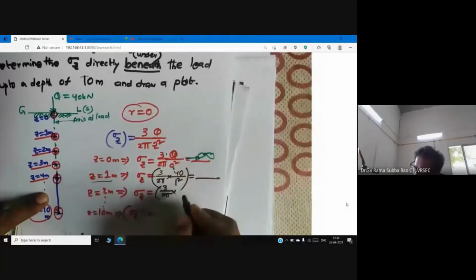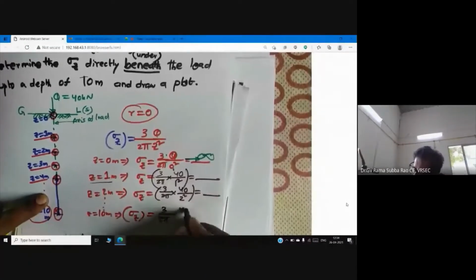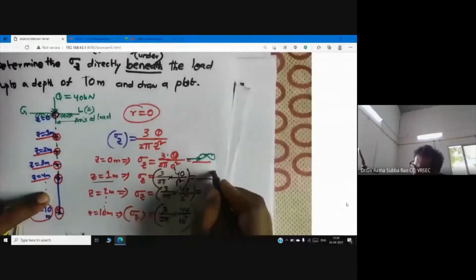What is the answer? 3 by 2 pi 40 by 10 square. If Z is 10, what is the answer? Please, all of you, get ready to answer in kilopascal.